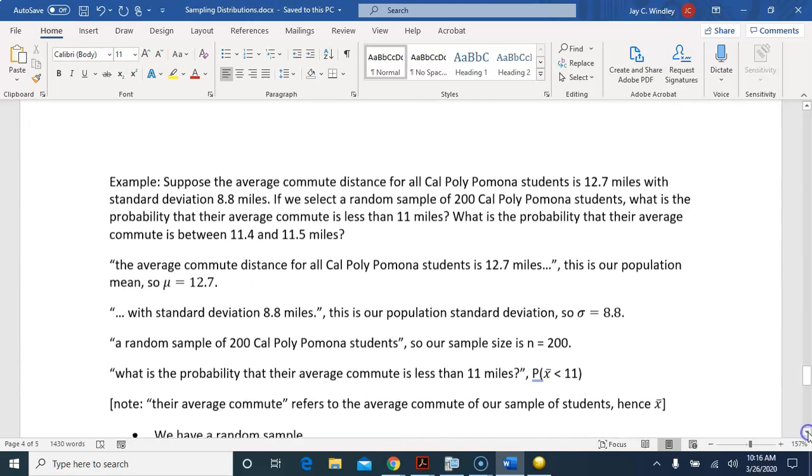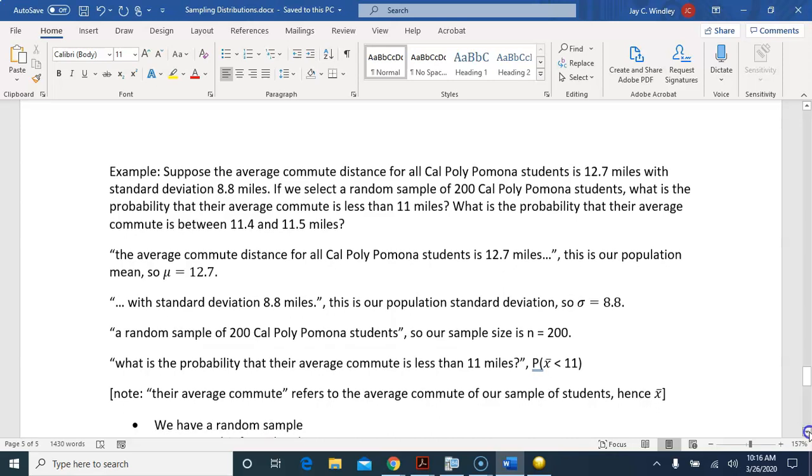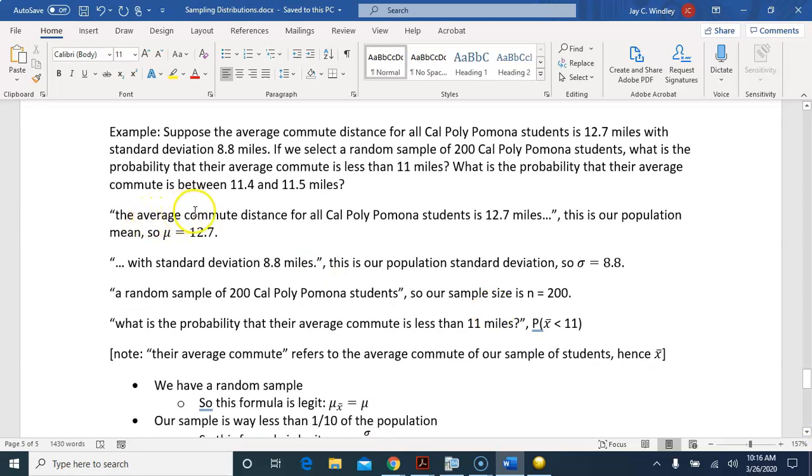So here's a simple example. Suppose the average commute distance for all Cal Poly Pomona students is 12.7 miles, with a standard deviation of 8.8 miles. We select a random sample of 200 Cal Poly Pomona students. What is the probability that their average commute is less than 11 miles? When the problem says the average commute distance for all Cal Poly Pomona students is 12.7 miles, that's the population mean, so mu is 12.7. The standard deviation of 8.8 miles is the population standard deviation, so sigma is 8.8. A random sample of 200 students means our sample size is 200.